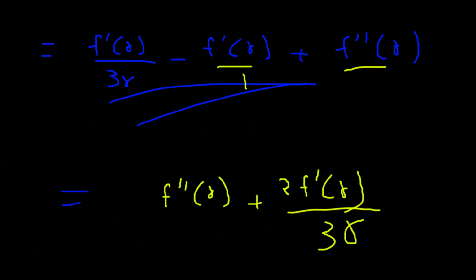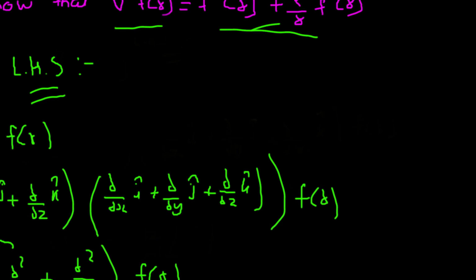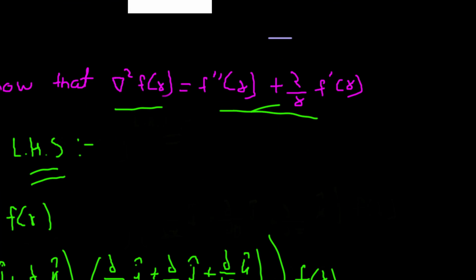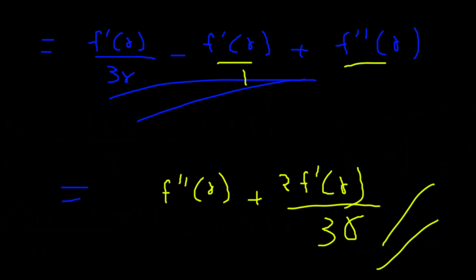Okay, so now we have to check whether this is equal to the right hand side or not. Yeah, this is equal to the right hand side: f double dash r plus 2 by r f dash r. Let's see: f double dash r plus 2 f dash r by 3r. So this is equal to the right hand side. So that's how you're going to solve this question.